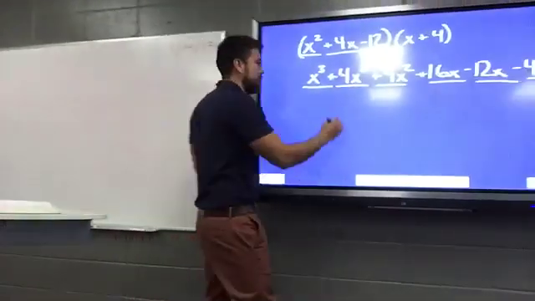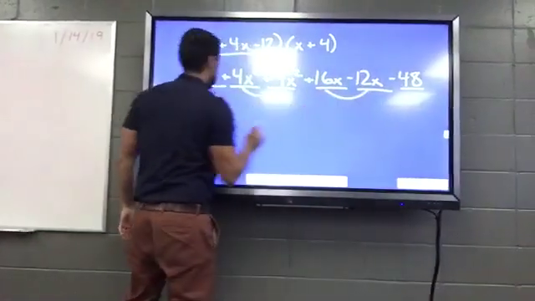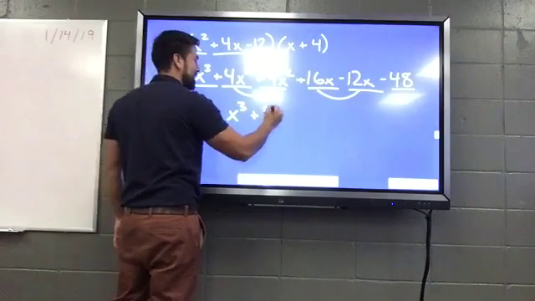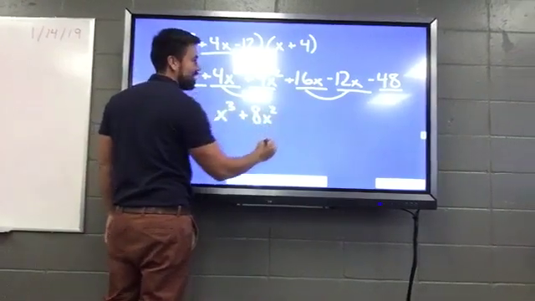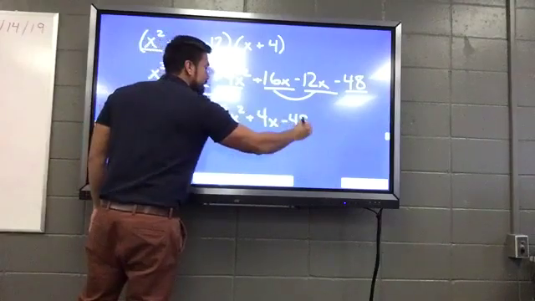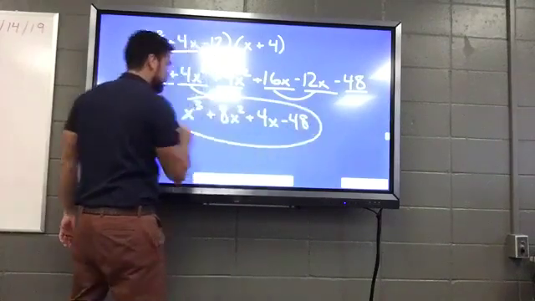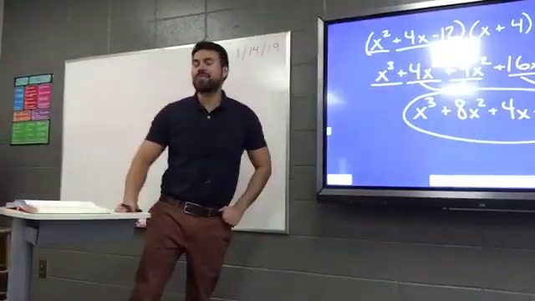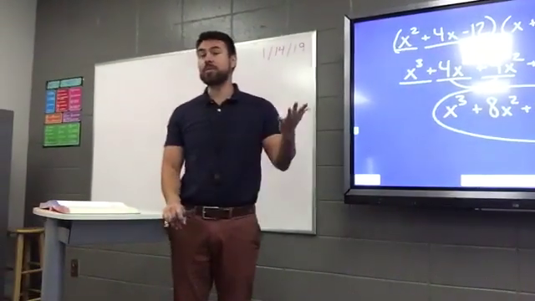Add like terms, we get x cubed plus 8x squared plus 4x. And by this time, I hope you realize that we've done it 3 times, so we should have this. So we wasted our time? We have this product pretty much memorized.